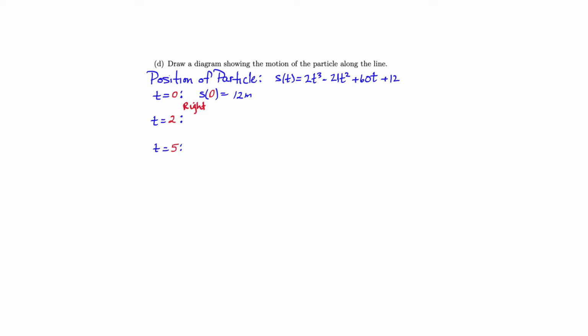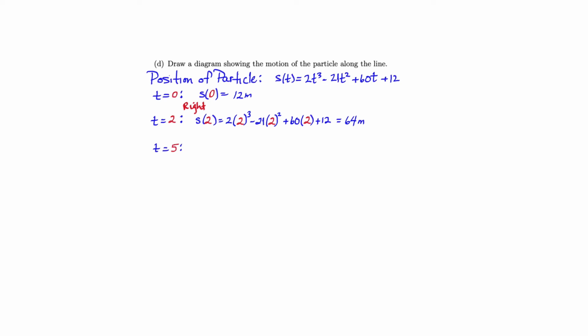We know it's moving right between 0 and 2, and so when we plug 2 in, it should be something to the right of 12 meters, right? So we get 2 times 2 cubed minus 21 times 2 squared, plus 60 times 2, plus 12. And when we add those up, we get 64 meters, which makes sense because we've moved from 12 meters a little bit further to the right to get to 64 meters.